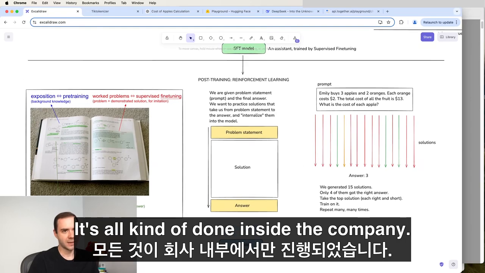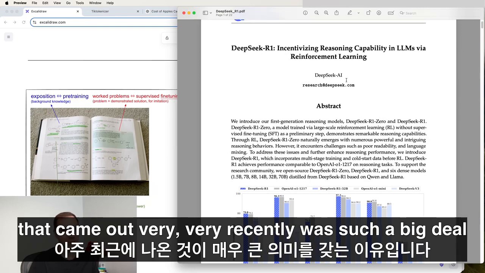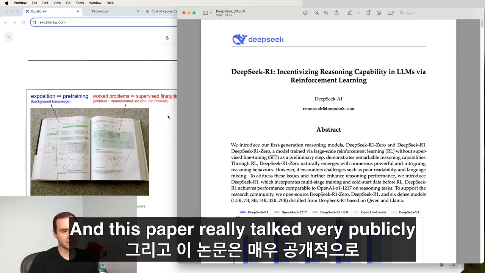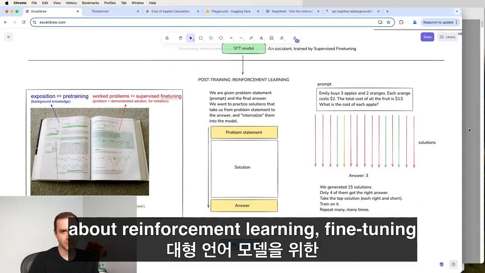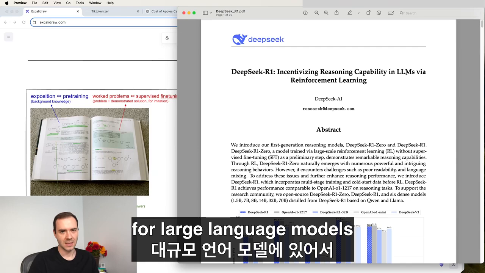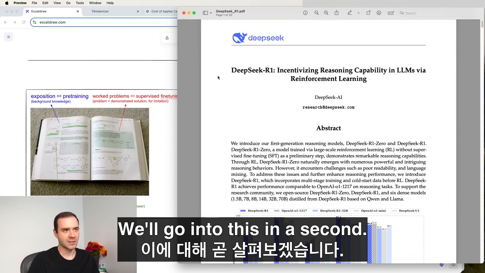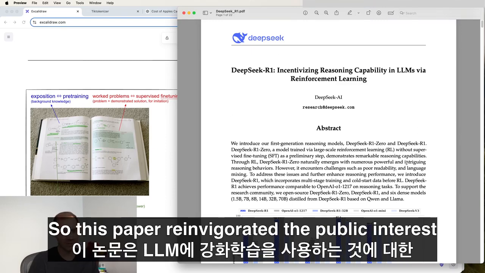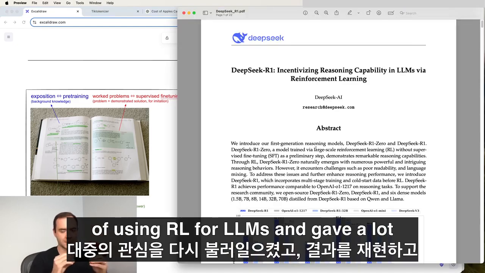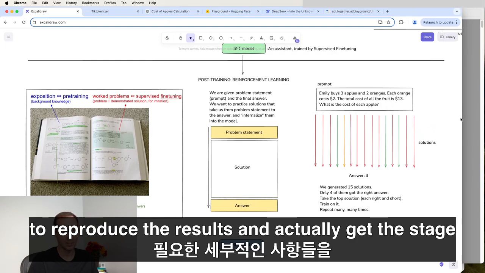And so that's why the paper from DeepSeek that came out very, very recently was such a big deal. This is a paper from a company called DeepSeek AI in China, and it really talked very publicly about reinforcement learning fine-tuning for large language models, and how incredibly important it is for them and how it brings out a lot of reasoning capabilities in the models. We'll go into this in a second. This paper reinvigorated the public interest in using RL for LLMs and gave a lot of the nitty-gritty details that are needed to reproduce the results and actually get the stage to work for large language models.